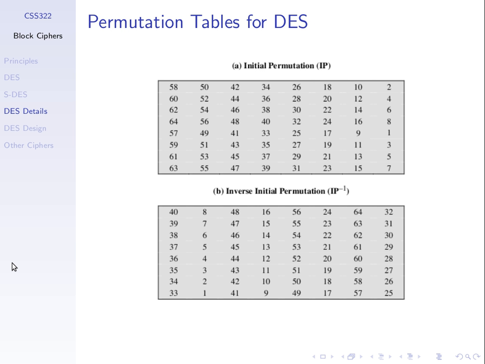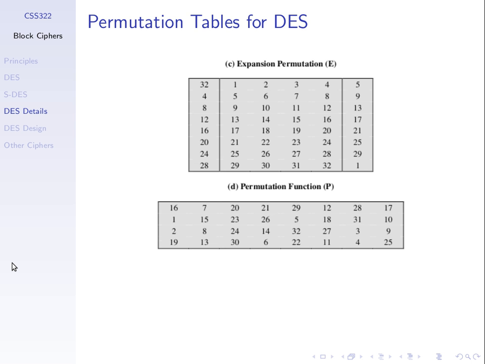IP, the initial permutation, it's not 8 bits input and rearranged like this. The definition of the initial permutation in DES is shown here. We have 64 bits input and rearrange those bits in this way. That is, the first bit moves, if we read row by row, into this position. The 64th bit moves to this position. So it just defines the rearrangement of those bits and the inverse. And the other permutations are defined as well.